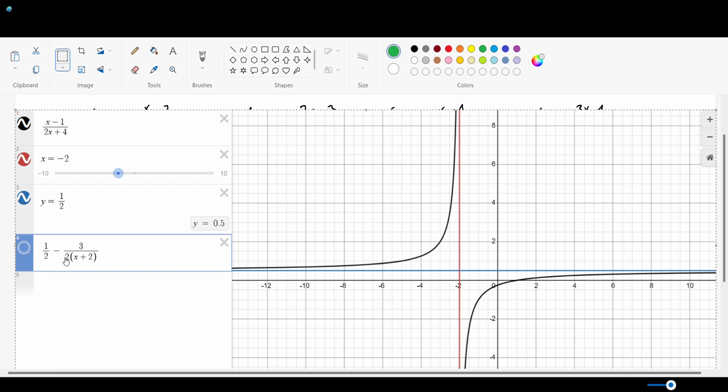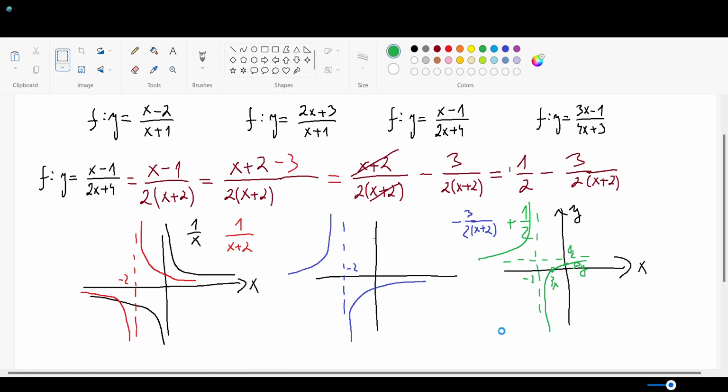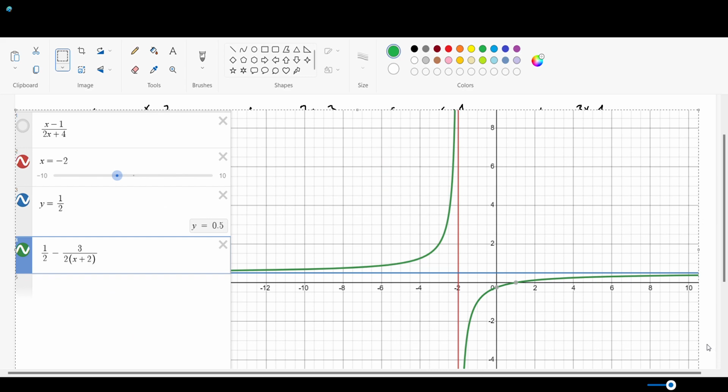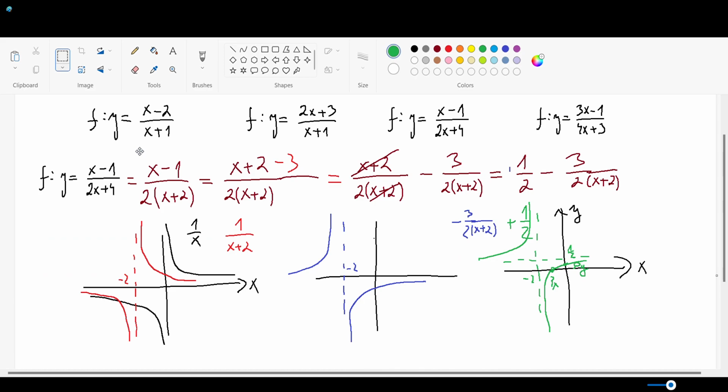Let me do the print screen. Okay, so let me delete this one. Voila. And as you can see, it is really the same function as we had before. Okay, so our job was done properly and we are really fine with that.